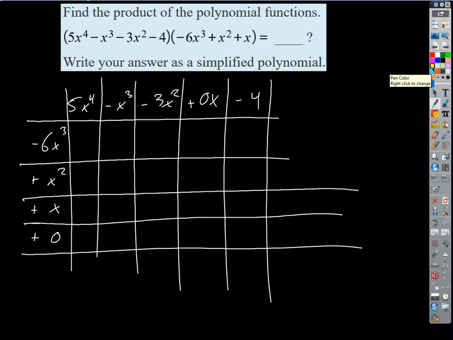Okay, so what do you think? We're going to look for patterns here, right? So if I multiply these out, negative 6x cubed times positive 5x to the 4th is negative. Okay, negative 6x cubed times negative x cubed. Okay. Negative 6x cubed times negative 3x squared. Right? And then finally I get x cubed.